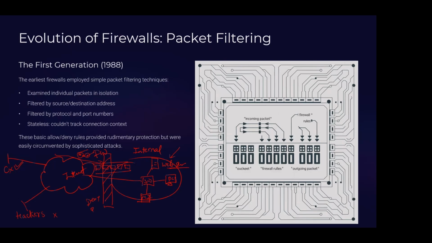Now let's talk about the evolution of the firewall. In the early 1980s, around 1988 or 1989, the first firewall was introduced, which was the stateless firewall. Stateless firewalls work on five tuples. The five tuples are source IP, destination IP, source port number, destination port number, and protocol type. These are the elements used to provide the filtering.